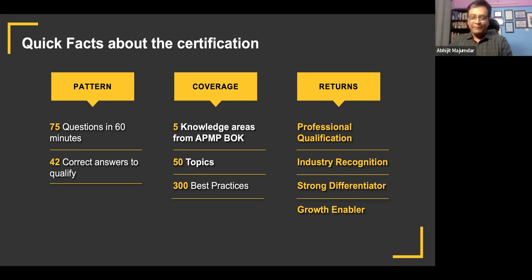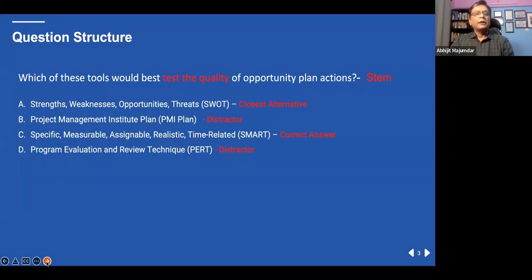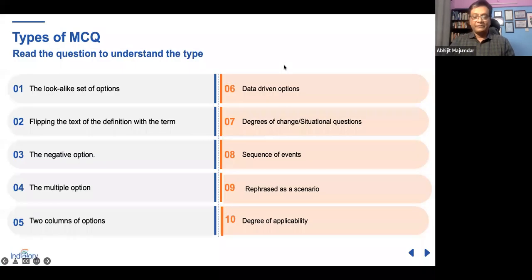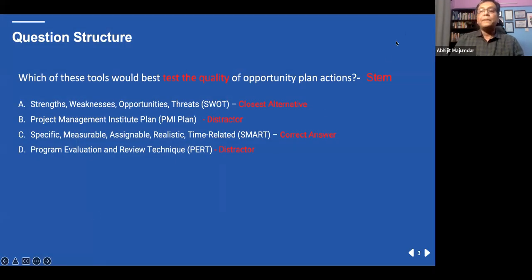Anyway, so taking back, let us jump into the questions of APMP, which is the primary purpose of today's session. Let me explain to you first what the questions look like. If you see the question structure, every APMP, as I said, there are 75 questions. All these questions are multiple choice questions, and there is only one correct answer for each question.